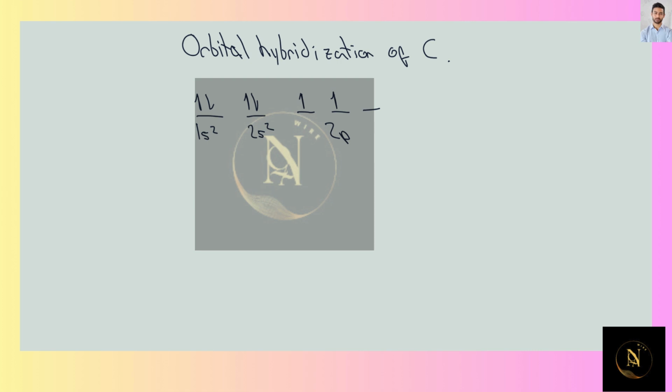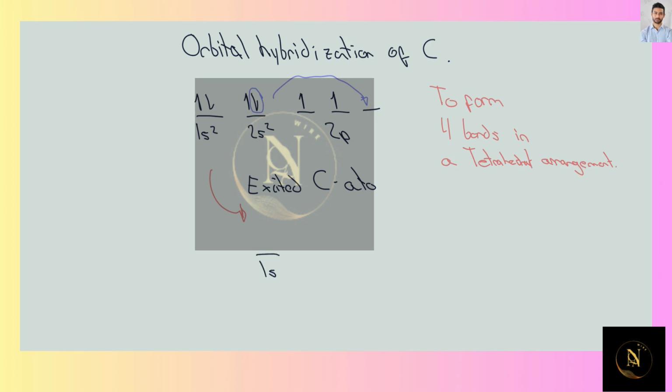the ground state. However, in order to form 4 bonds in a tetrahedral arrangement, what is going to occur is that we can consider an excited state in which we're going to transfer this electron, let me put it in purple, this electron over here towards one of the p orbitals, generating the configuration 1s2 and the other ones 2s1, 2p3.